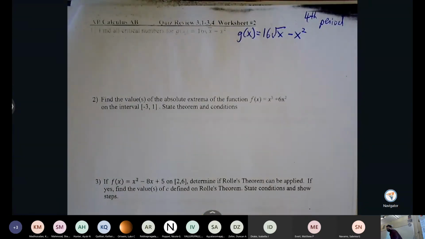So it says g of x, we have our function. We just want to find the critical value. So can you talk me through what steps we take for finding critical values? We go ahead and we find what? Derivative and set equal to 0.